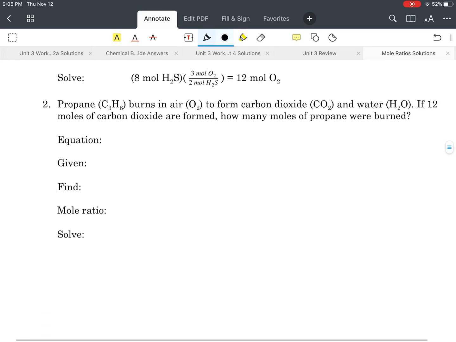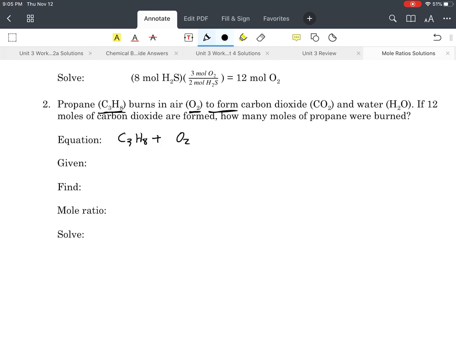All right, let's look at number two. So we have propane, which is C3H8, and it burns in air. Once again, we're burning in air, so we're burning in O2, which means the C3H8 is reacting with O2. And so I'm going to put C3H8 plus O2. Those two things are reacting together.